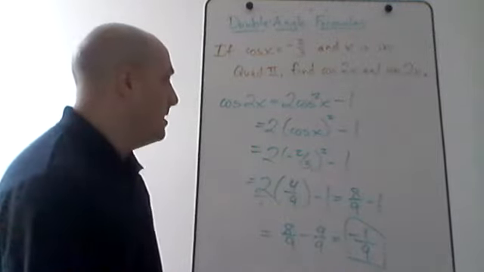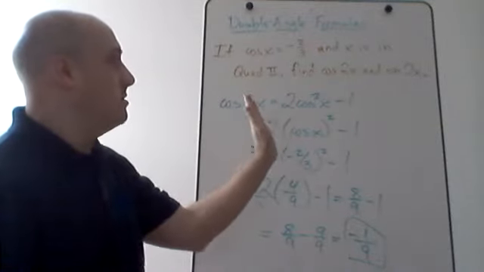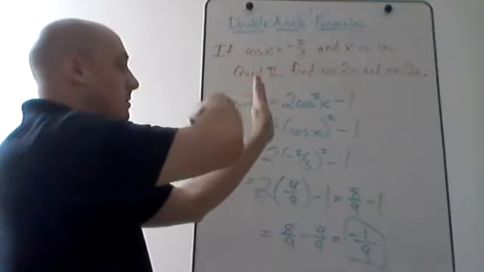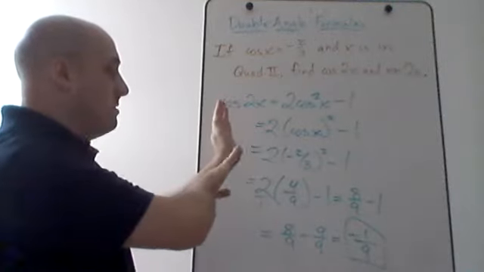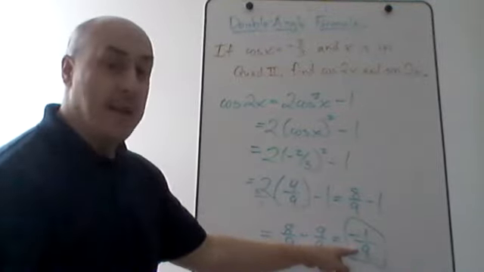So that's what I know about cosine of 2x. Whatever this angle is that's in quadrant 2, the cosine of that angle is -2/3. If I double that angle, that's probably going to put me down in quadrant 3 somewhere, and the cosine of that double angle in quadrant 3 is going to be -1/9.